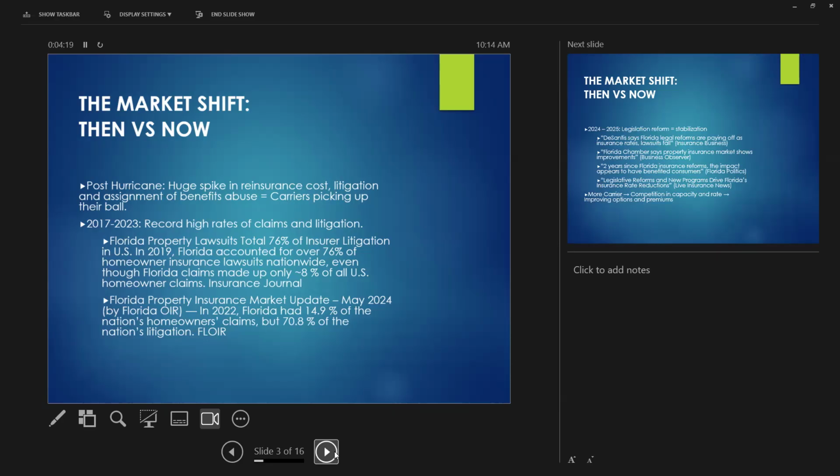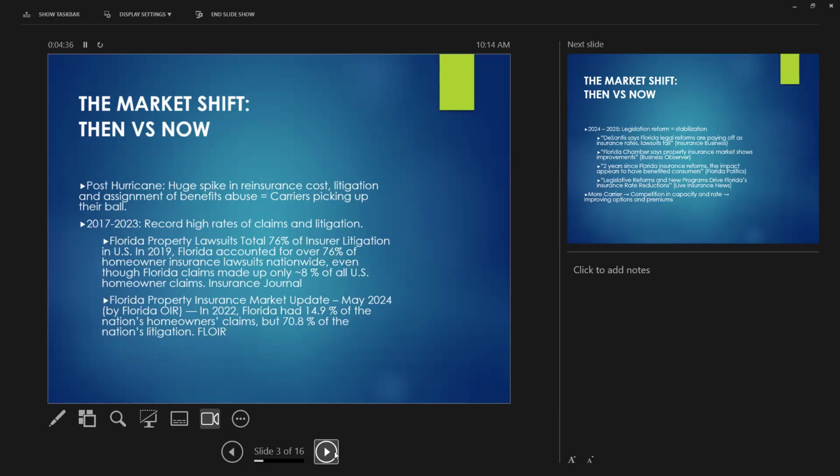Yeah, 100%. It goes just to the stats I popped up from some articles that I have found over the years. But I thought it was interesting, after 2019, Florida represented 8% of the total filed claims in the United States, but we represented 76% of the litigation. Just kind of point to some of that abuse.